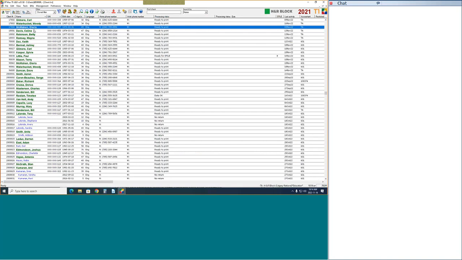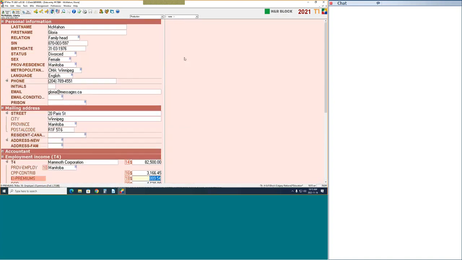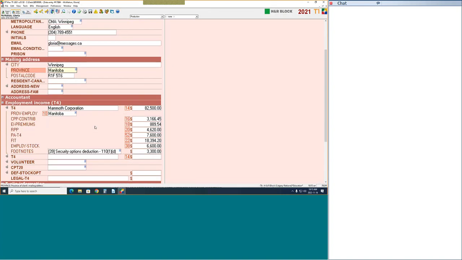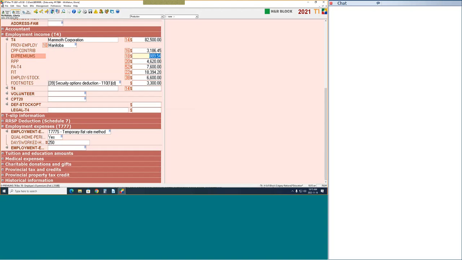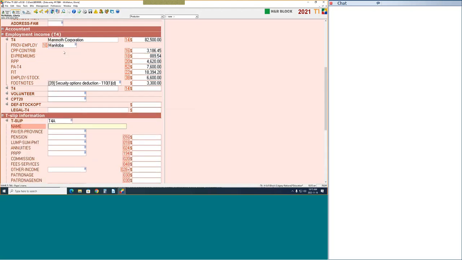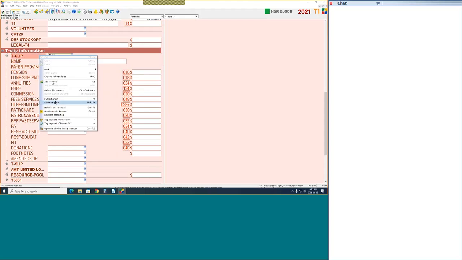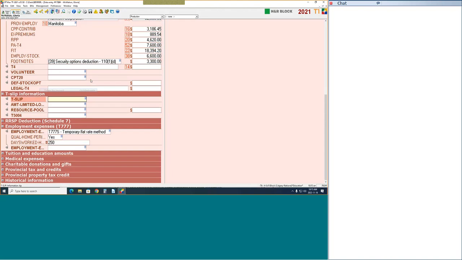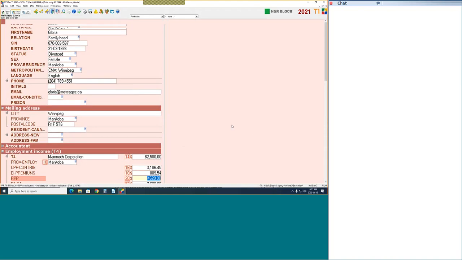So I'm going to open any file at random. I'm going to pick the Gloria McMahon because that's the one we were in, just to remind you what warnings look like. So I'm going to take a few things out and then I'm going to have to put them back in. I take this one out. If I change this number, that's a good number to change. If I enter a T-slip with something blank in it, that one's not going to work. Let's see if I do a T4. Put something in here. Okay, so I've created a whole bunch of warnings for myself.